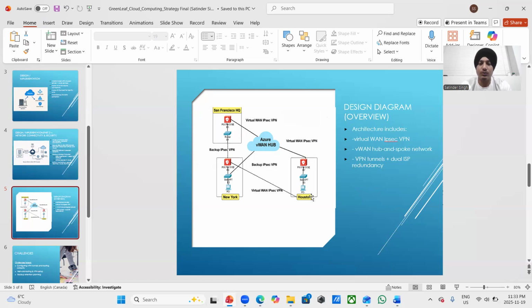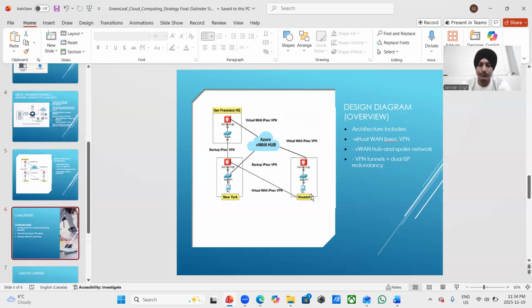So if one network fails, then the backup will take place and transfer data continuously. This is how the VPN tunnels work for encryption of data, plus dual ISP redundancy. For example, as I said, if one way fails, the other way takes place. So this is how the dual ISP redundancy works.